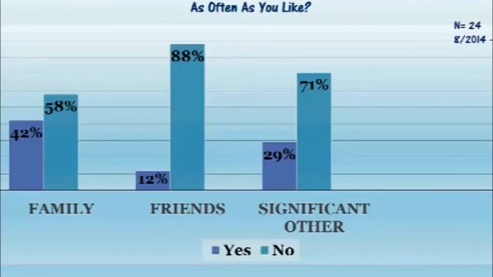When I asked, do you see and do things with your family, friends, significant others, the way and as often as you like? For seeing and doing things with family, 42% said yes. 58% said no. Doing things with friends, 12% said yes. 88% said no.